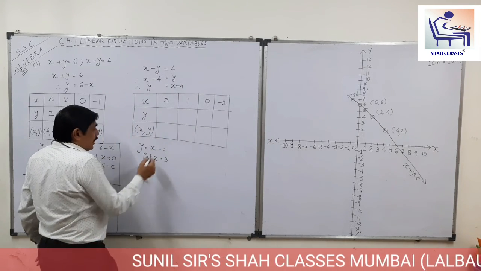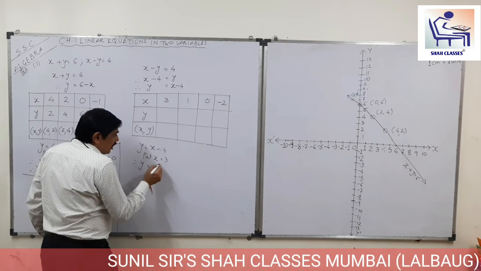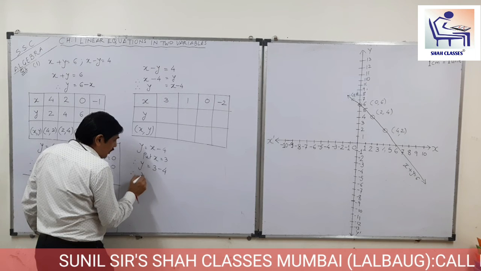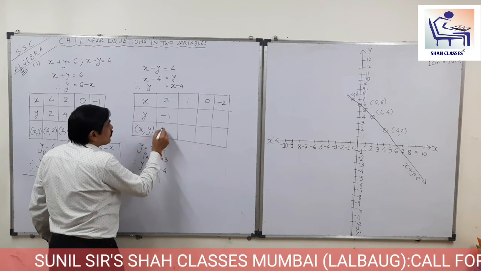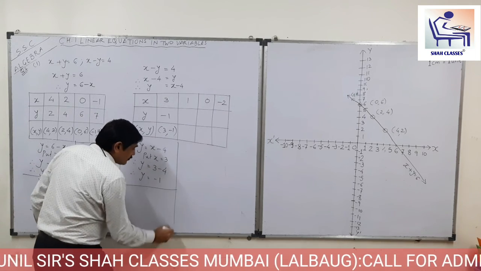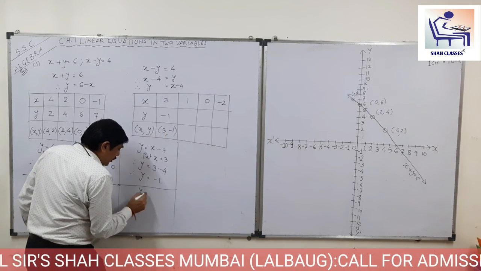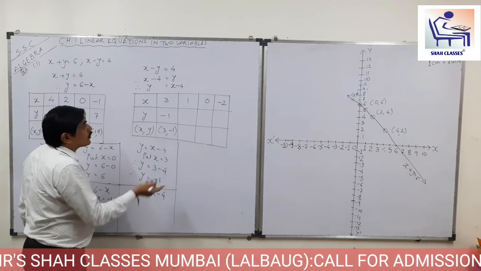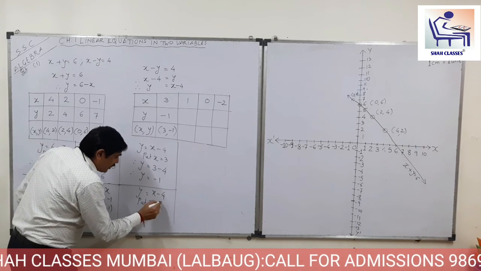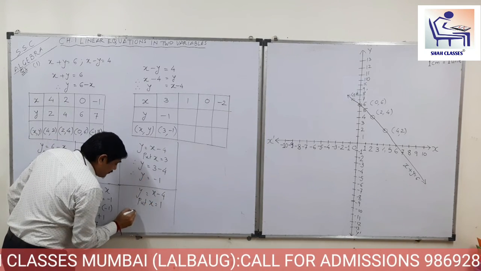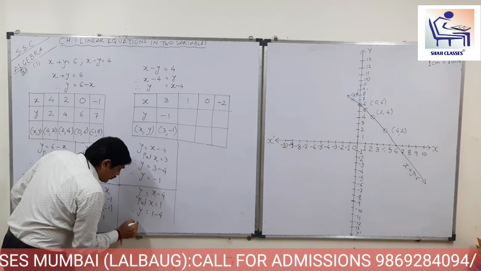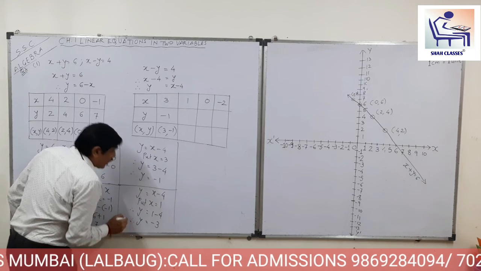And now we have to find out 3 minus 4. Value of x is 3. So therefore y is equal to -1. Now here y is equal to again x minus 4. Here also we have to put the value of x. What will be the value of x? 1. This is the second value. So y is equal to 1 minus 4. y is equal to -3.